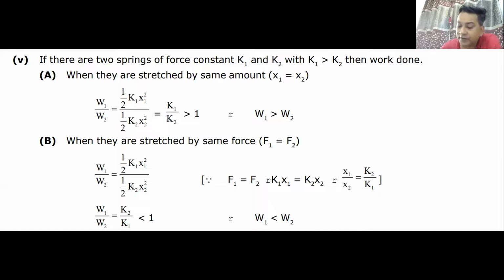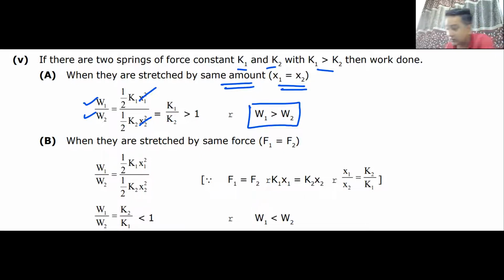Let us move forward and see some important points. Remember, these important points will come as questions in your exam, and this is how questions are framed. Now, remember, if we have two springs of spring constant K1 and K2, K1 is more than K2. If they are stretched by the same amount, that means their displacements are the same, then the work done will be, in the first case, half k1 x1 square. In the second case, half k2 x2 square. x1 and x2 are the same, but k1 is more than k2. In that case, work done in the first case on the first spring will be more than work done on the second spring.